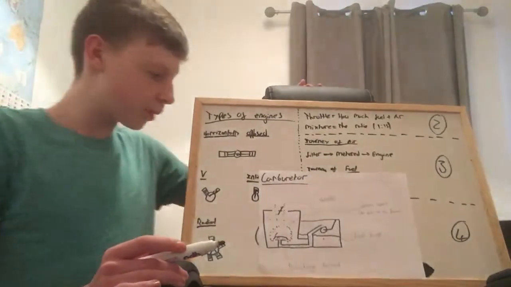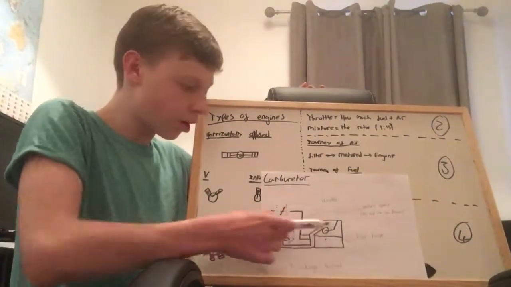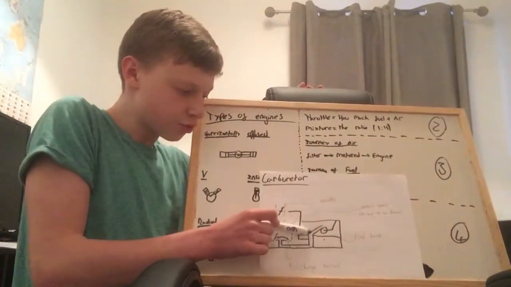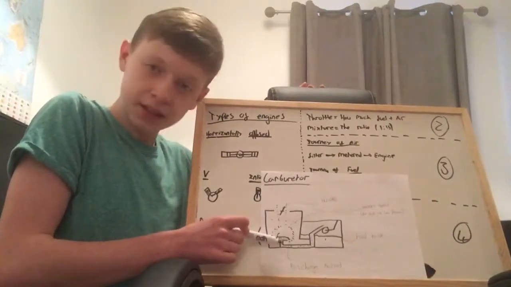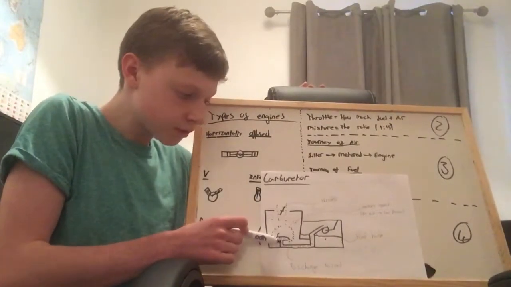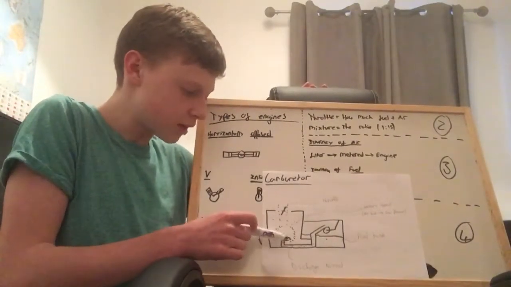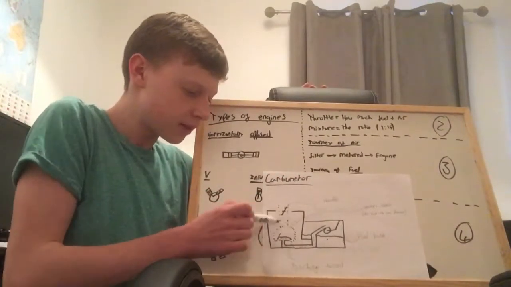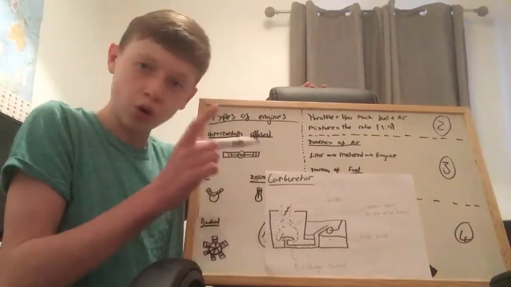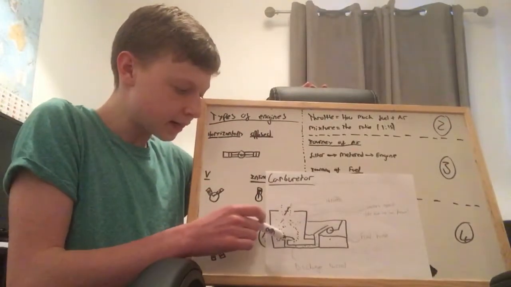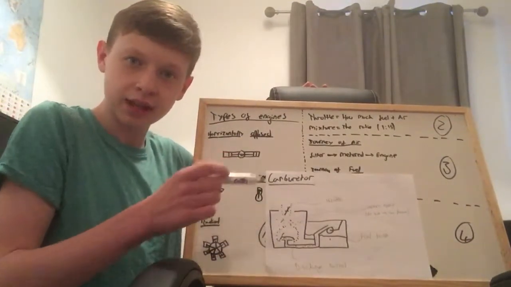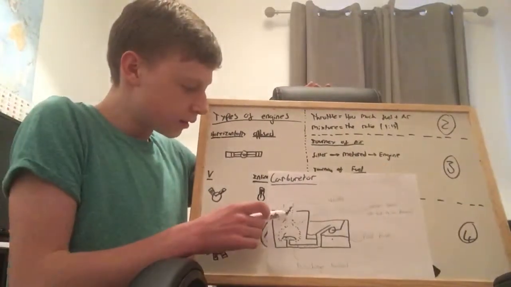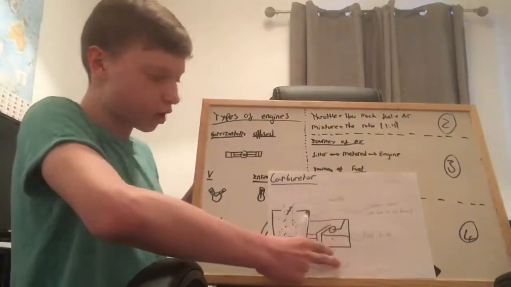So let's do a quick recap. Fuel comes from the fuel tank here, goes through the tube to the discharge valve, discharge nozzle, and then air flies through this bit here, creating low pressure, and then the fuel gets sucked out because of that. So that was the carburetor.